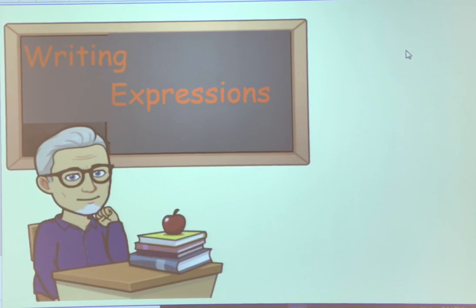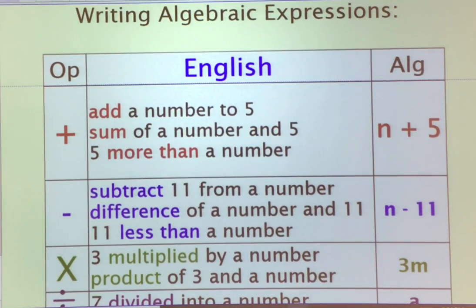All right, today we're going to be talking about algebraic expressions, or writing algebraic expressions. It's basically taking something in a verbal phrase in English and translating it into what I like to call algebranese. The main thing we need to recognize here is what operation they're talking about and what it's going to look like in algebra.